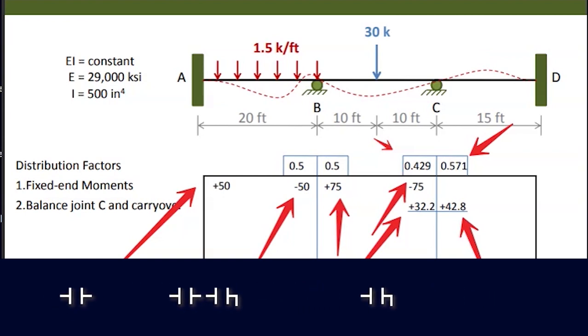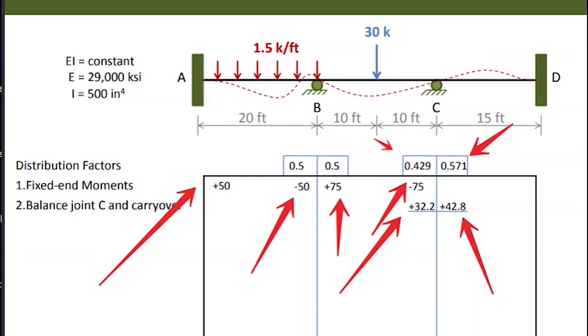Now, how can you get the carryover moment? You remember the carryover moment is a function of the support condition. Whether it is a fixed support, the carryover moment is half of the moment distributed from the other joint. So in order to get the carryover moment, you multiply by a half, or divide by 2. Now what can you do? Let's see.